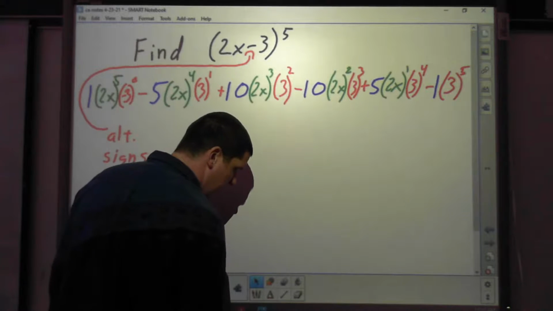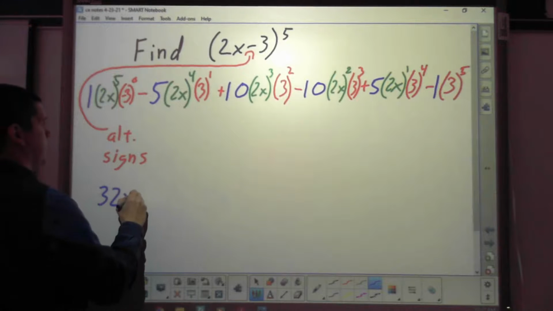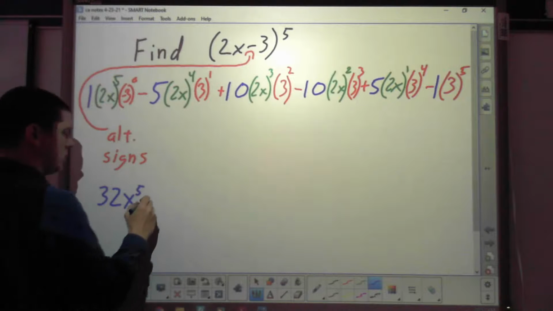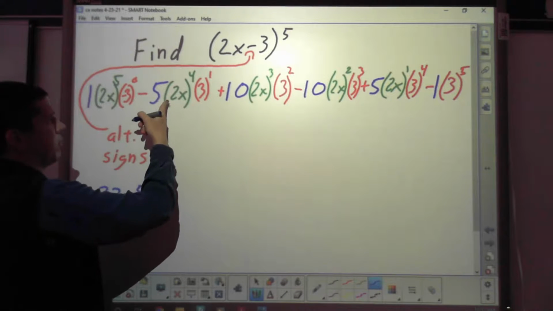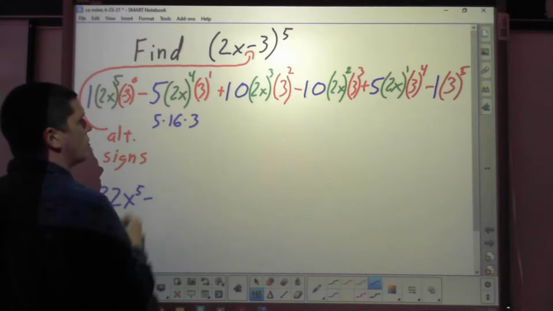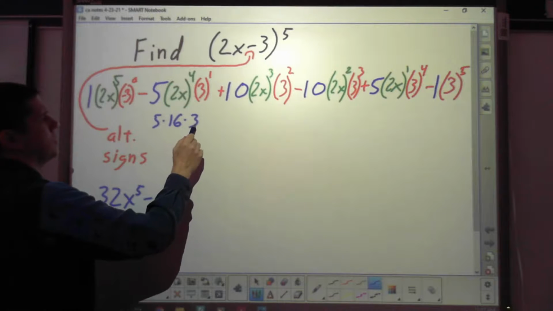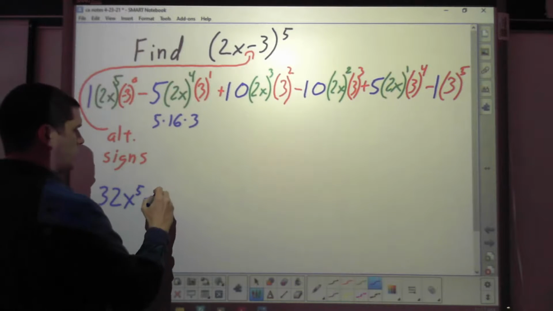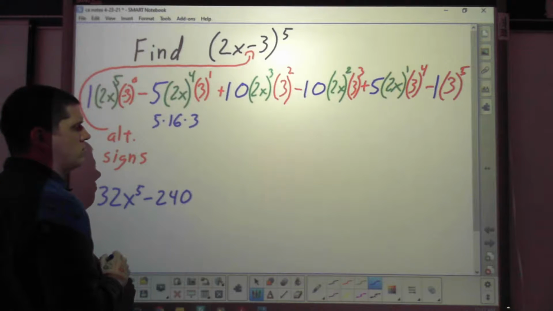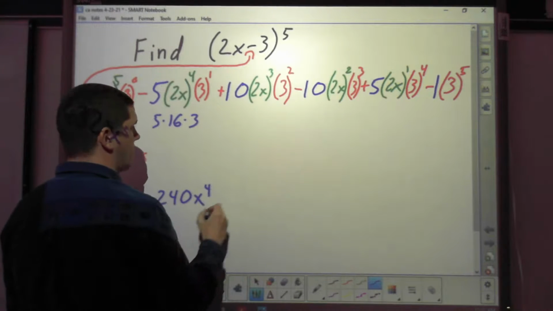2 to the 5th, that is 32 x to the 5th. Remember, the 2 has to be raised to the 5th power as well. Minus, I'll probably write this out. This is going to be 5 times 16 times 3. So that's going to end up being, let's see, that's 48. So 240. Yeah, that's right. 240 x to the 4th.